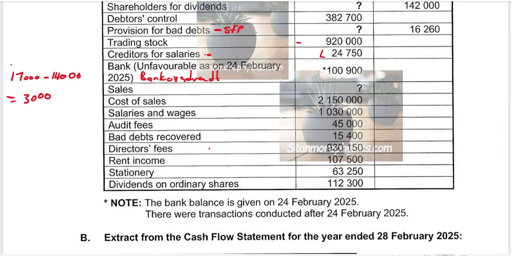Okay. Now they say note the bank balance is given on 24 February 2025. They are referring to this bank, which we say is bank overdraft. There were transactions conducted after 24 February. There were transactions that were conducted after we closed our books for that financial year. So we still have to record them.